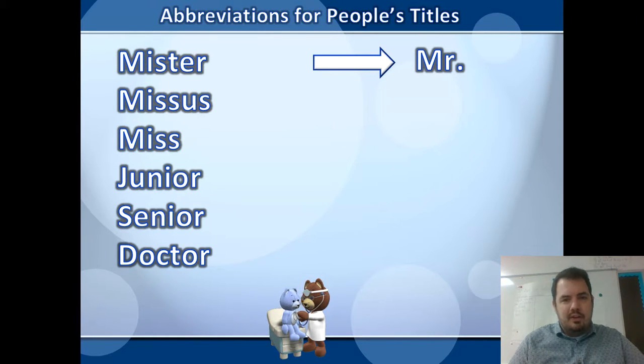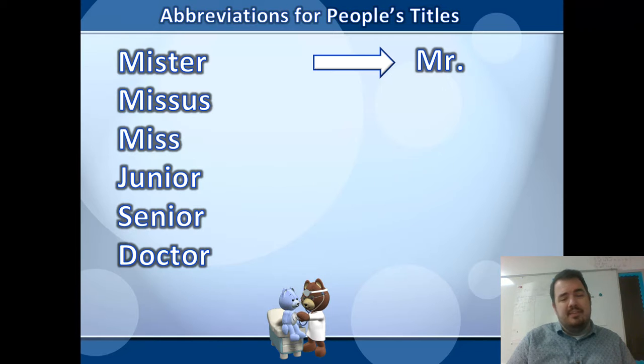Now, this is where things start to get tricky. In the last abbreviations, we took letters in the same order that they were in. But now, with some of these people's titles abbreviations, the letters start to kind of jump around a little bit. Again, for Mr., it's capital MR period.